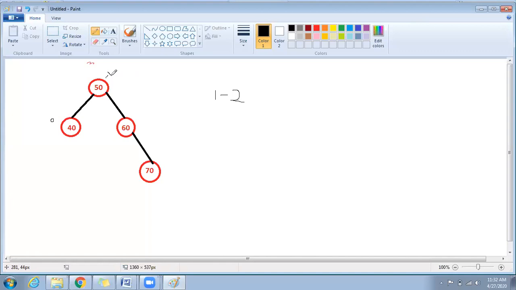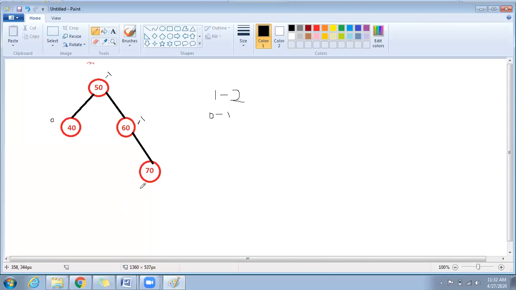Kiran Kumar, you are there? Number 32, Kiran Kumar. Yes, ma'am. So for 60, what is the height of the left side tree? 0. Very good. And what is the height of the right side tree? 1. So what is the height balancing factor for this node? 0 minus 1, so it is -1.